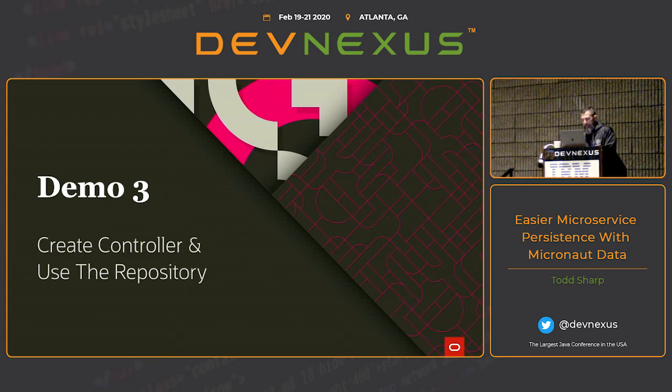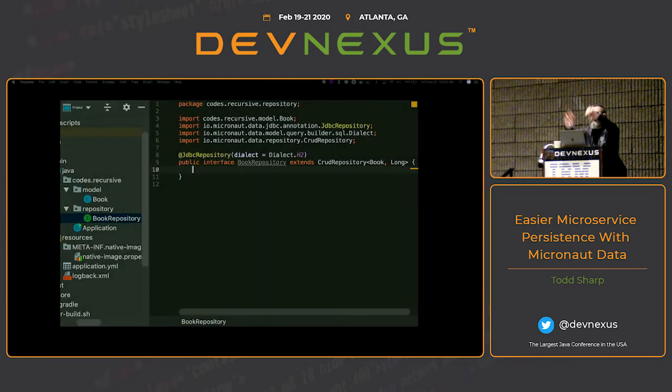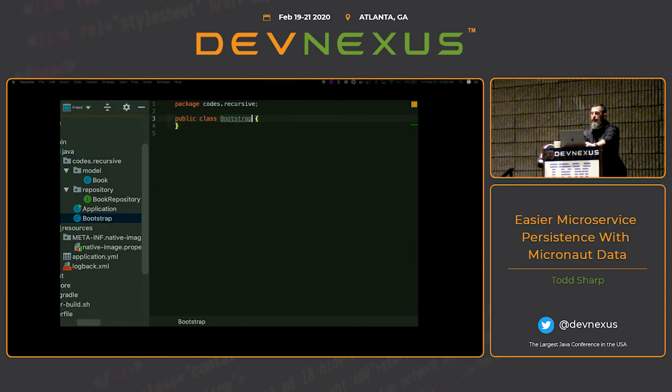All right. Let's actually move on to creating a controller and using the repository. So if we jump back over to our code, and by the way, at any time, if anyone has any questions, please just throw up your hand. No problem at all. Before we create our controller, I'm going to create a file that I call bootstrap, because I'm a Grails user, so I'm fond of that name.